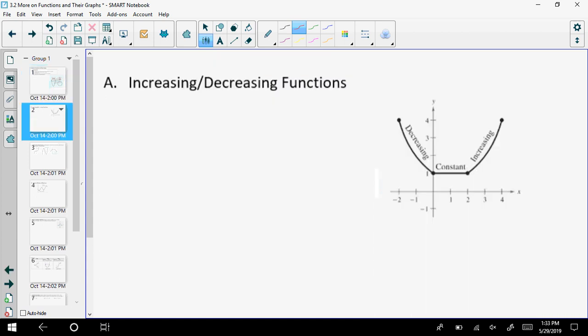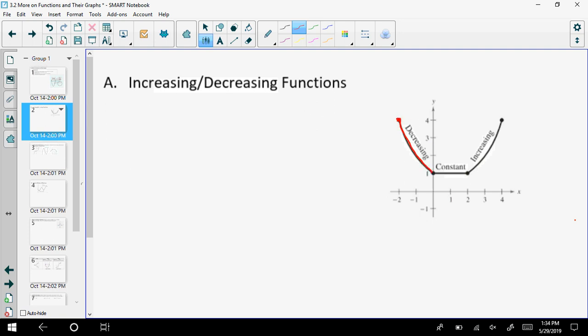So the first thing we're going to talk about is being able to tell where a function is increasing and decreasing. If you are ever planning on taking calculus, this is a big deal in the calculus world. We're very much concerned with where something is growing or increasing, or where we're losing value, or decreasing. So on this visual, I want you to think of it like you're traveling on a road. You're going to start on the left, and you're just going to travel from left to right.